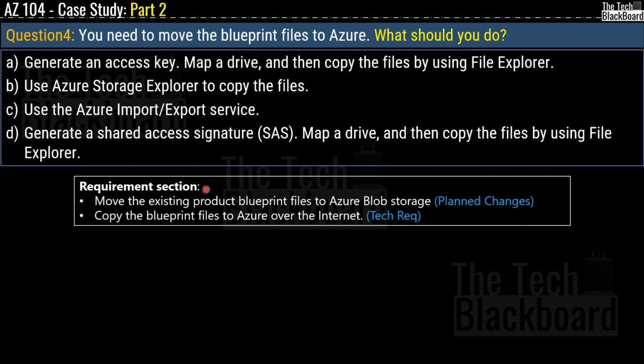by this question or the answer. And the first requirement that we are fulfilling is move the existing product blueprint file to the Azure Blob Storage. From where this requirement is coming? This requirement is coming from the planned changes section.